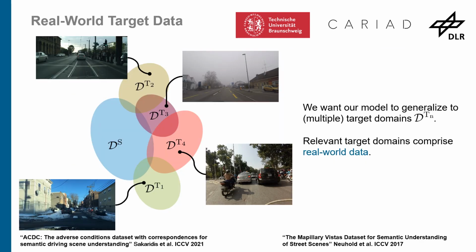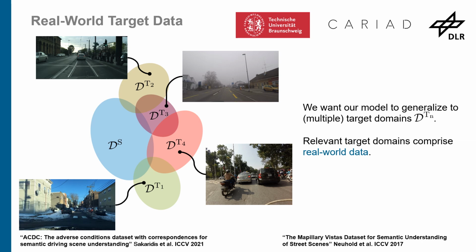But we want to create a model that generalizes well to many so-called target domains. They are here denoted by DT 1 to 4. For us, the relevant target domains consist of distributions from real-world data. Due to the large domain gap between synthetic and real-world images, the distributions of target domains and the synthetic source domain are not very similar.